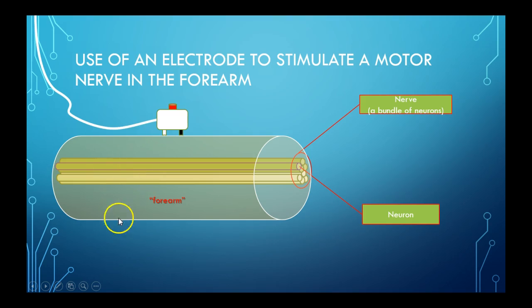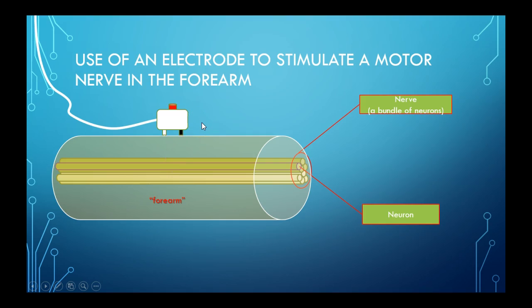If this cylinder represents our forearm, then the strands running inside this cylinder are now representing a nerve, which is a bundle of neurons, and each individual strand represents a single neuron. If we then activate our stimulator, it will send an electrical signal from the positive to the negative terminal of the stimulator, and that electrical signal will also pass through the tissue and have the potential of activating motor neurons that it encounters as it goes through the tissue.